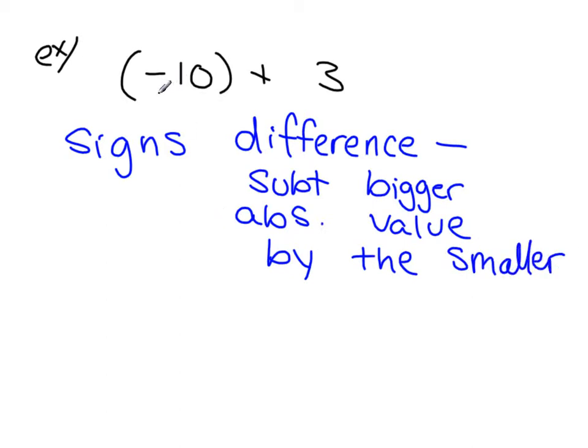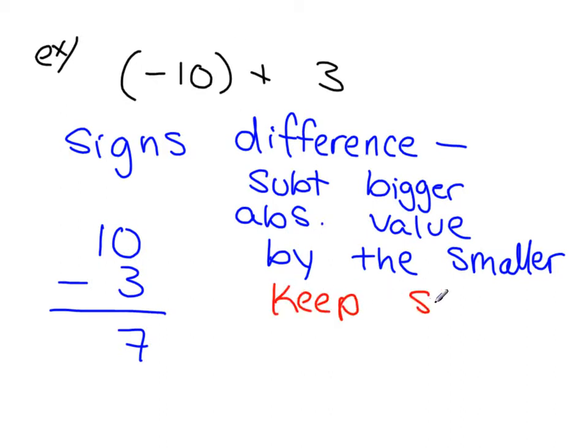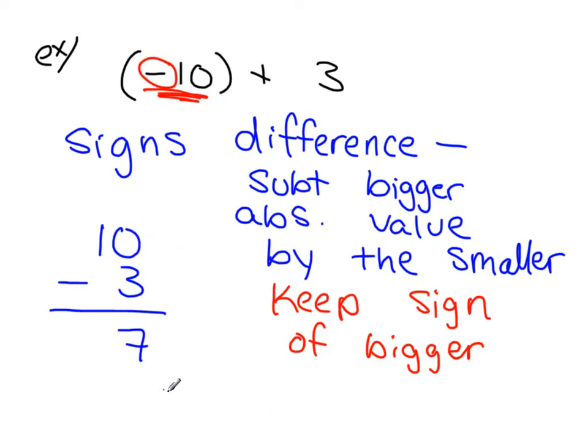So, -10, if we take the absolute value of that, that gets us 10. The absolute value of 3 is 3. Clearly, 10 is bigger than 3. So now we take the bigger minus the smaller, and we got 10 minus 3 is 7. Now, the important part here is we keep the sign of the bigger absolute value. The absolute value 10 is the bigger guy, the original sign was negative, so we keep that sign. So our answer will be -7. And that's all we got to do.